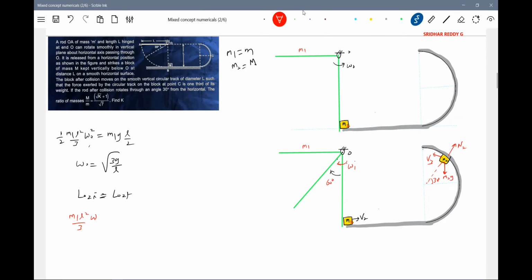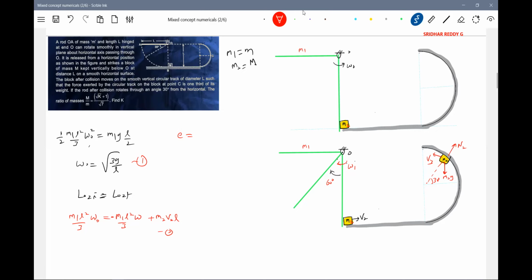So the angular momentum: initial angular momentum with omega naught equals final angular momentum with omega 1. This should have the negative sign, plus the angular momentum of the block, m v2 l. We know omega naught, but omega 1 and v2 are both unknown. So we'll go for the coefficient of restitution formula. E is equal to, but the collision is telling elastic here.